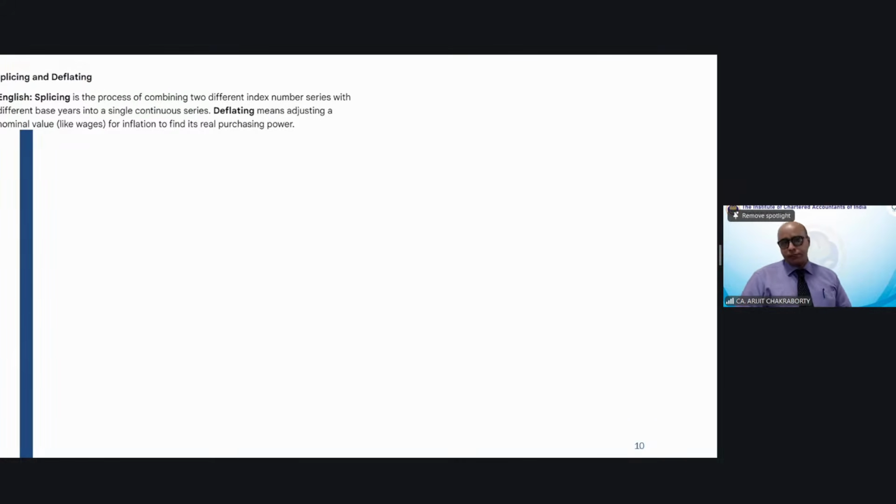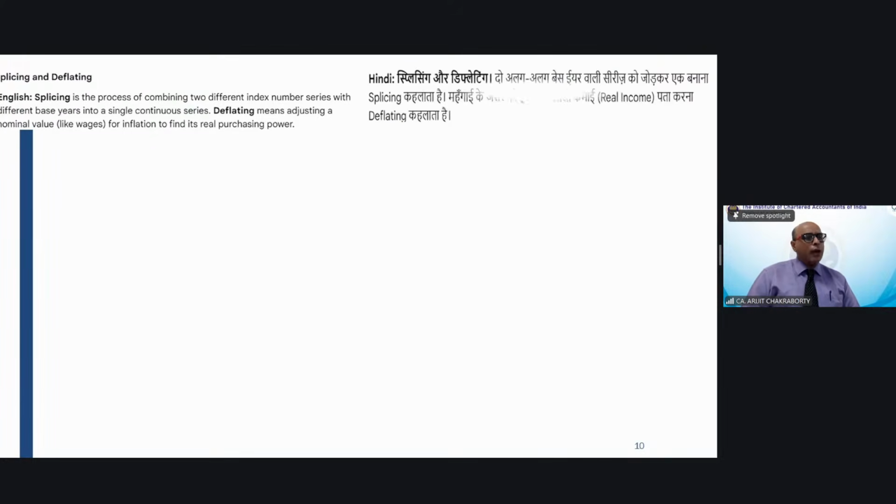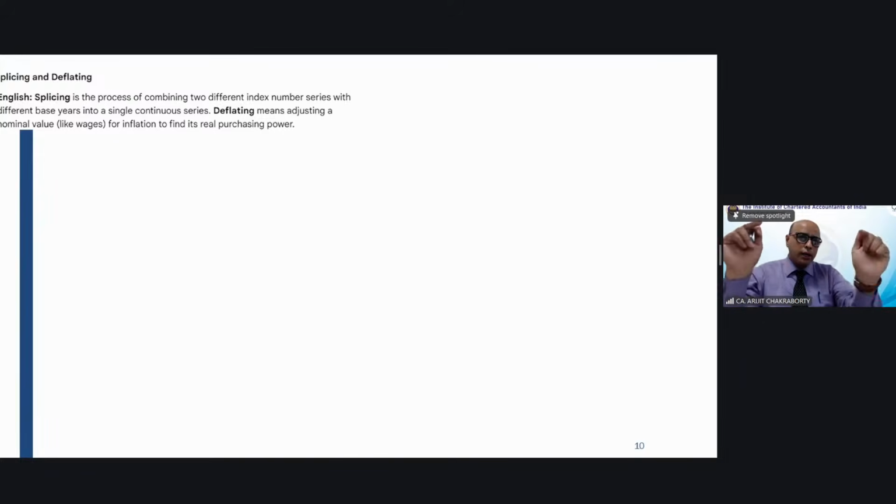Now we come to splicing and deflating. पहले हम लोग splicing समझ लेते हैं. Splicing is when we combine two different index number series. So दो index number का series हो सकता है जहां पे मान लीजिए दोनों का अलग अलग base year है. Two series of index numbers having different base years, we are trying to combine into a continuous series.